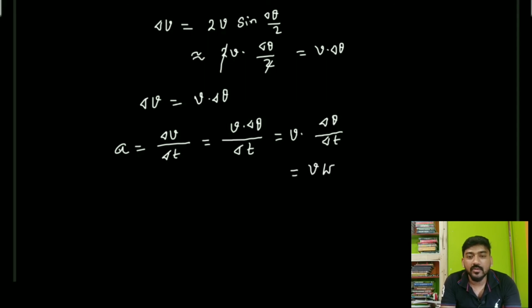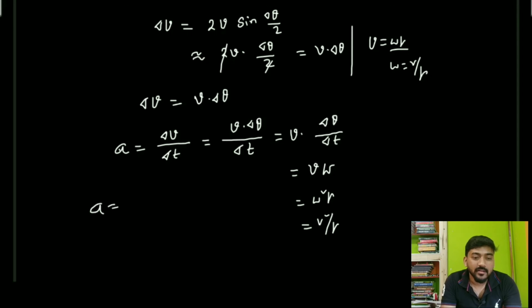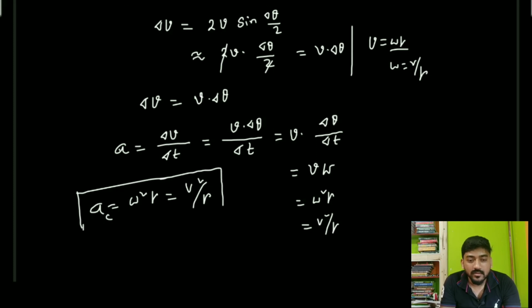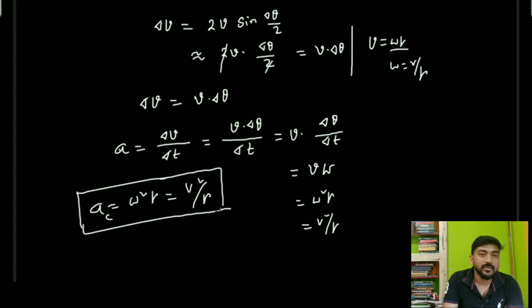Now if you put v equal to omega r, then you will get omega square r, and if you put omega equal to v by r, then you will get v square by r. So finally we get a, that is here obviously a_c or a_r, omega square r, equal to v square by r. If you are asked just to find the acceleration for uniform circular motion, then you can follow this process only. This is a very simple method.